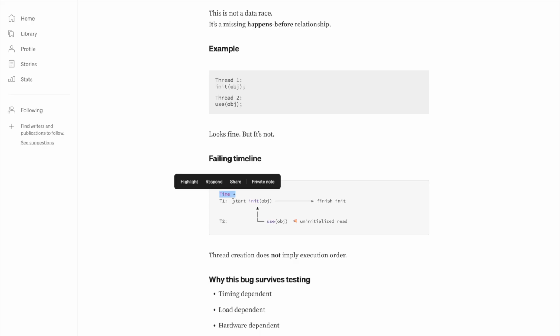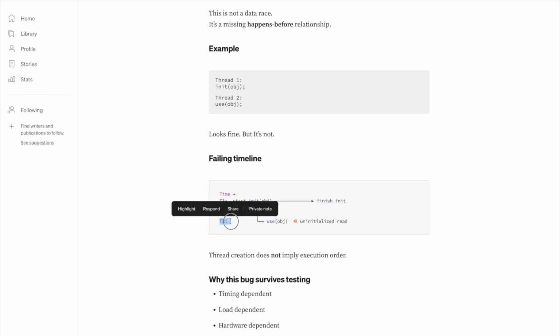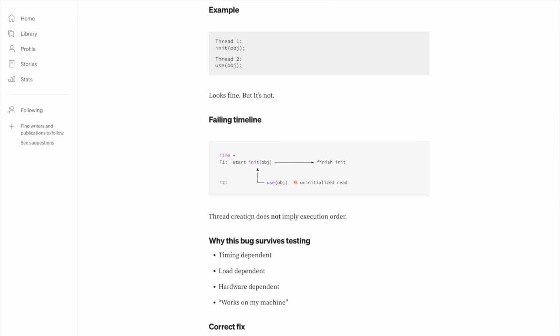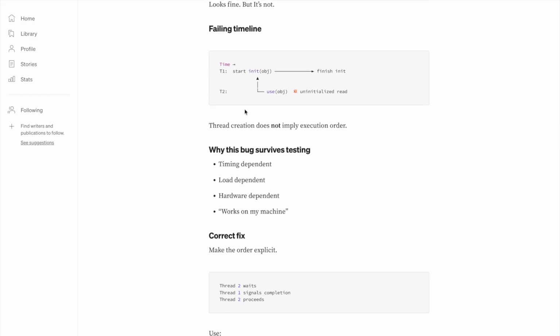See how it fails. At time t1, you started init object, and at t3, you finished the init. But at some time t2, another thread used this object. At that time, it's an uninitialized read, so it's going to throw some error. Thread creation does not imply execution order, so you must explicitly enforce the execution order. Why does the bug survive in your testing? Because it's very timing dependent, load dependent, and hardware dependent.